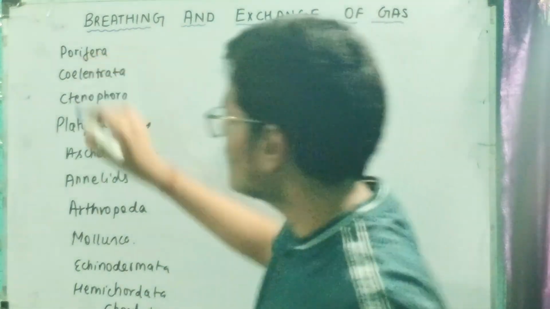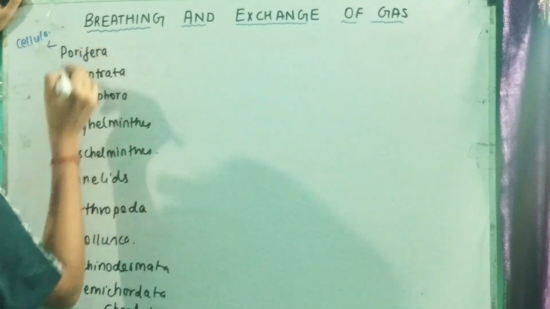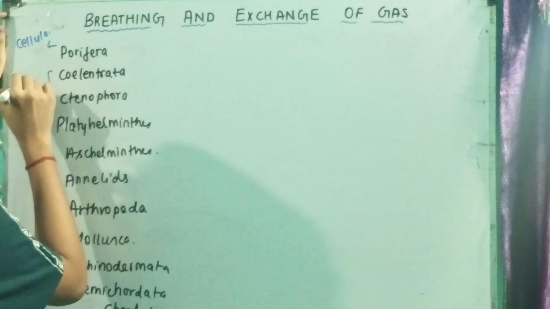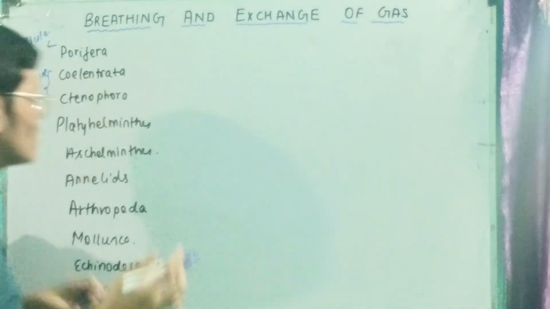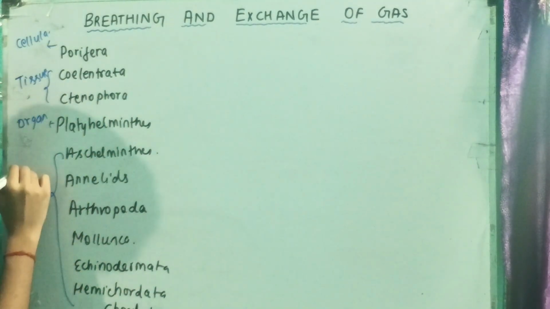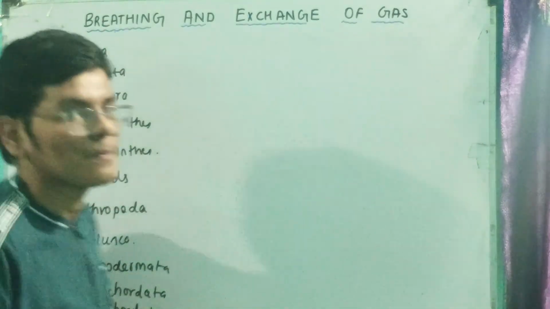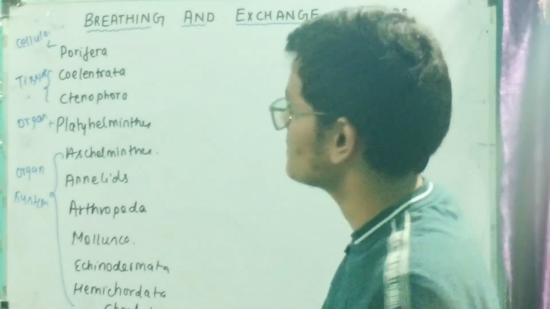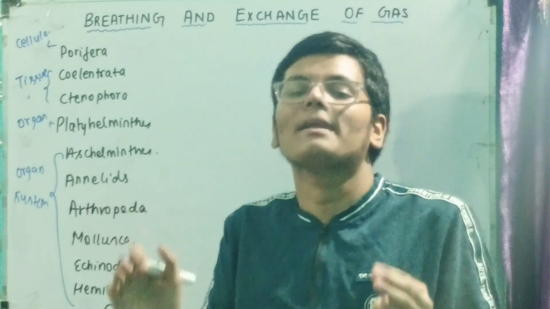Out of this, Porifera is cellular aggregate. Coelenterata and Ctenophora, these two are tissue level. Platyhelminthes is the only phylum that is organ level. From Aschelminthes to Chordata, all are organ system level. Now we have arranged the phyla which we know in the order of their complexities. Porifera, Coelenterata, Ctenophora, these are the most basic complexity animals.